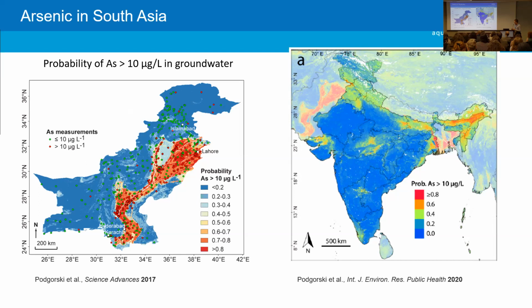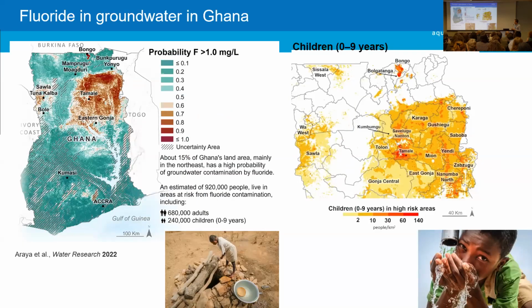And I'll give another example here of Ghana, which we just did this year, fluoride in Ghana. Something we did a bit differently here is an analysis of not just population, but children affected in northern Ghana. So we were looking at tabulating the numbers of children between 0 and 9 who are likely exposed, or consuming high concentrations of fluoride in their drinking water, because they're more strongly affected by these fluoride concentrations during their physical development. And so there are obviously some problems in northern Ghana.